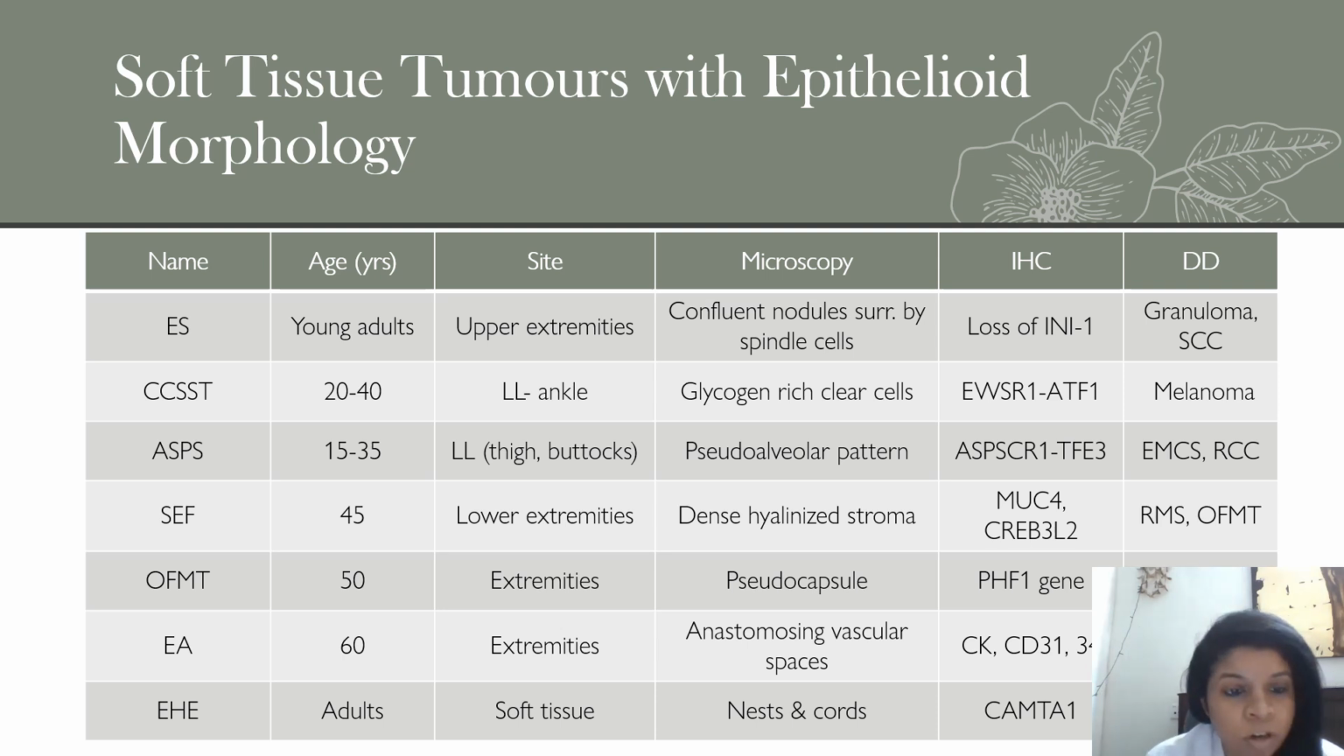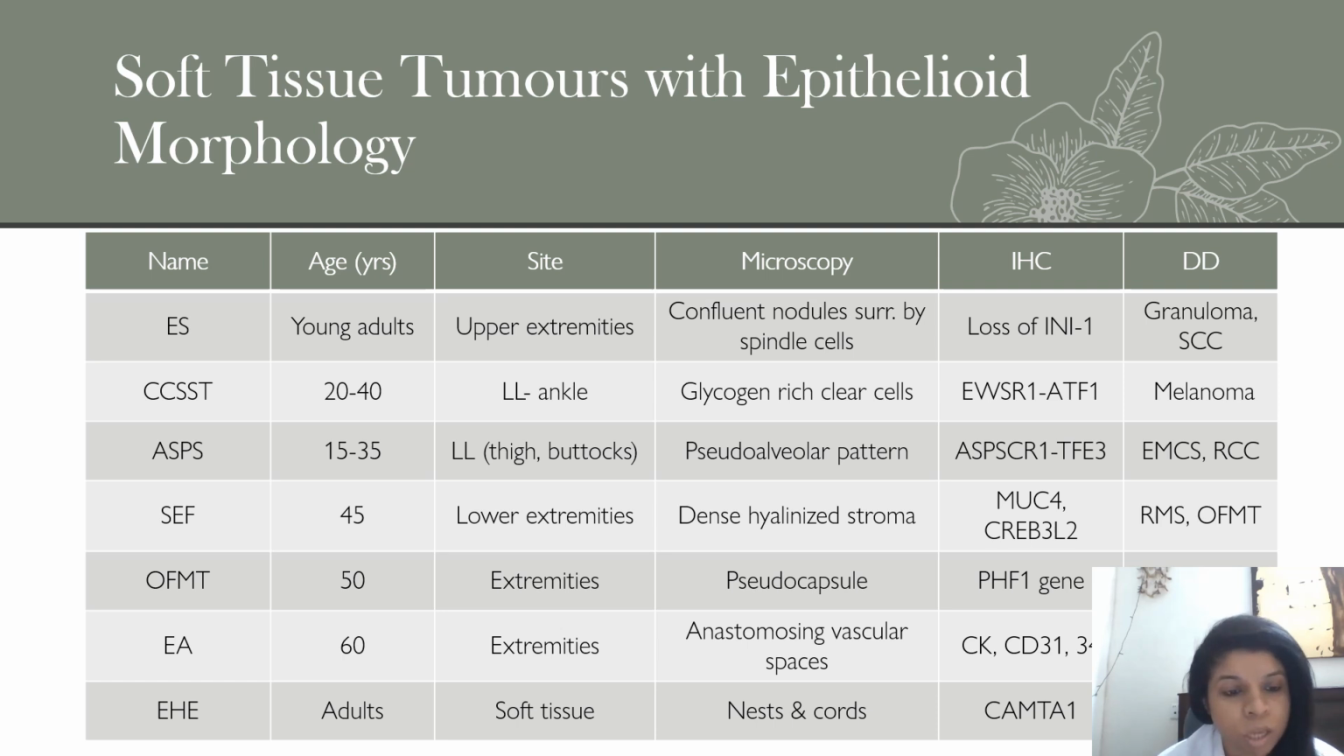Then there is alveolar soft part sarcoma, which is usually seen in 15 to 35 years of age and seen in lower limb, especially thighs and buttocks. And they show pseudo-alveolar pattern, as the name suggests. And they should be mainly differentiated from RCC, which can also show the same fusion transcript of ASPSCR1 TFE3, and RCC will be PAX8 positive. Here it will be negative. They are also differentiated from extraskeletal myxoid chondrosarcoma by this fusion transcript.